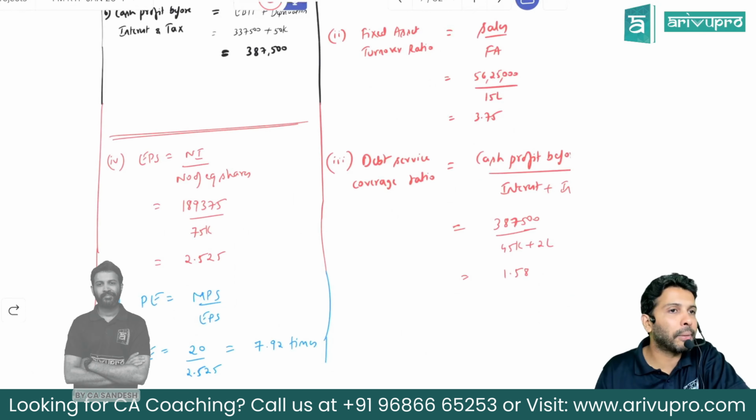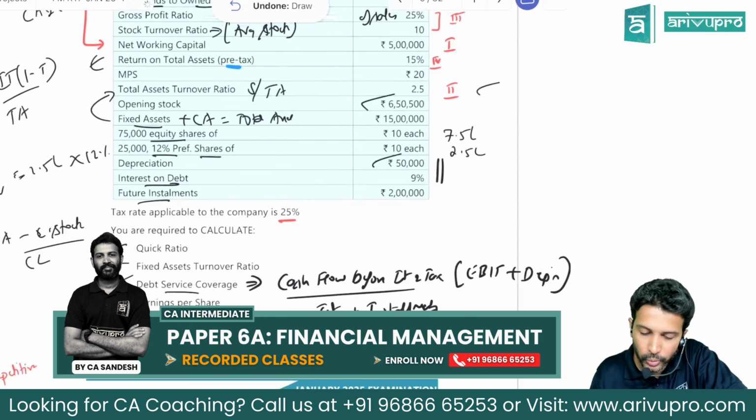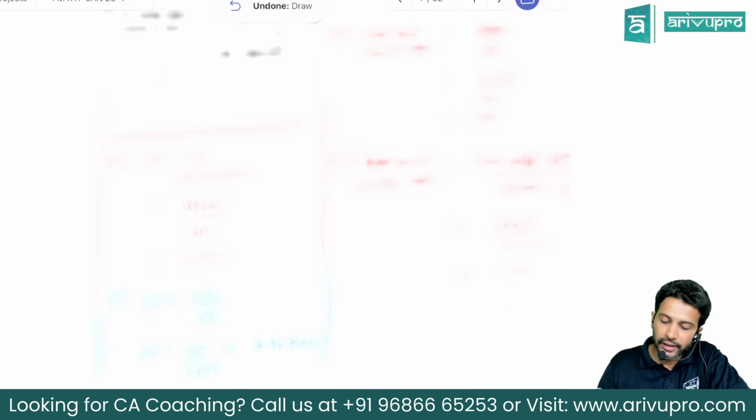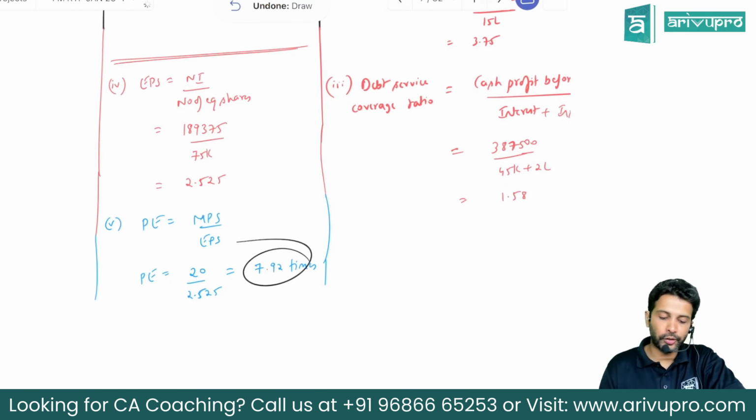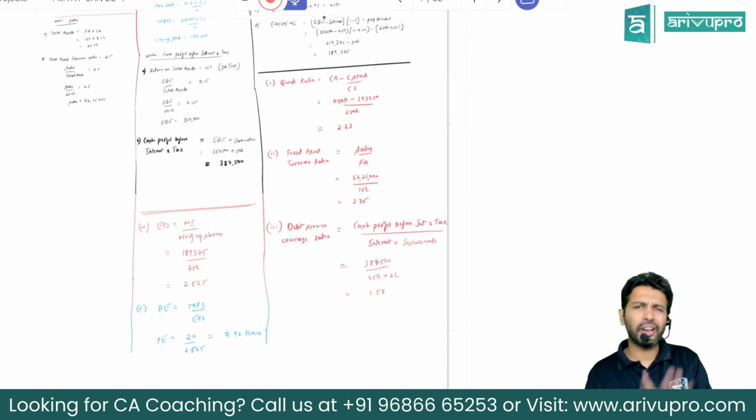Then they asked PE multiple. How do you get PE multiple? MPS divided by EPS. Is MPS given in the question? Yes. How much is that? 20. EPS just now we got it to be 2.525. So that gets you a PE multiple of 7.9. So now it's just taking the numbers and dumping them into this particular format.